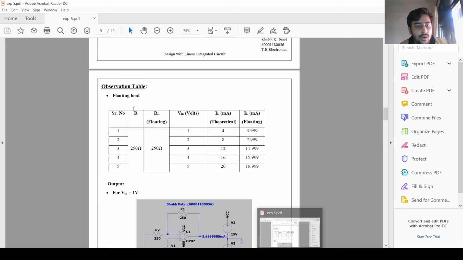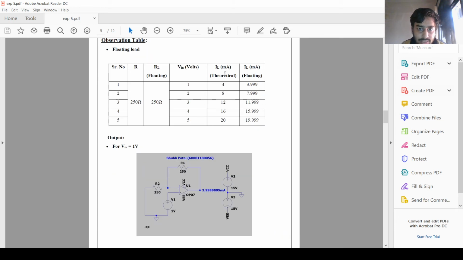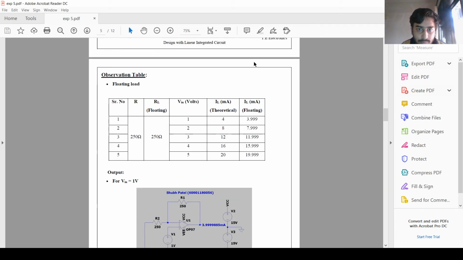This is the floating load observation table. As you can see, for the load resistor as 250 ohms, the IL value matches for theoretical and floating, but when we change the RL value, this value does not match. That is, theoretical and floating observed.